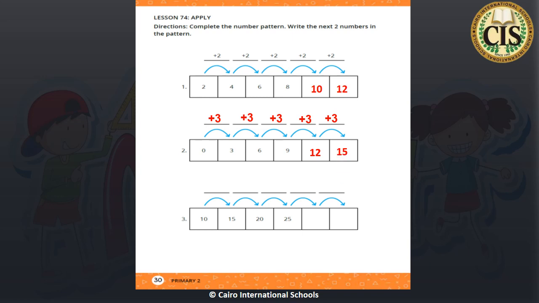The last one, 10, 15, 20, 25. It's also an increasing pattern, so we are adding 5 each time. How do we find the pattern rule? Subtract each two consecutive numbers. 15 minus 10 equals 5. 20 minus 15 equals 5, and so on. So each time we are adding 5, not subtracting, because it's an increasing pattern. So 25 plus 5 equals 30. 30 plus 5 equals 35.